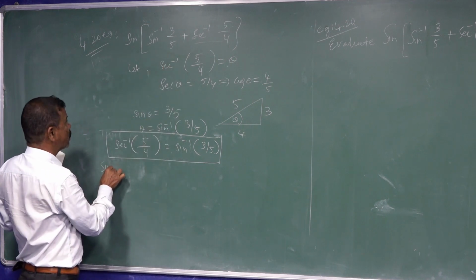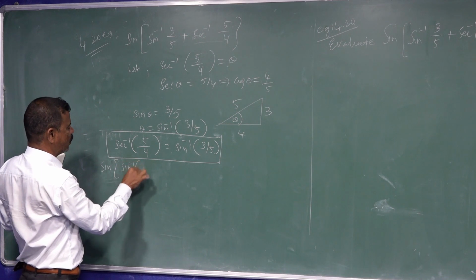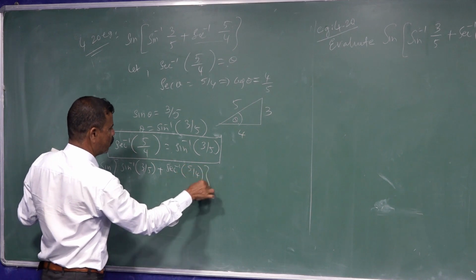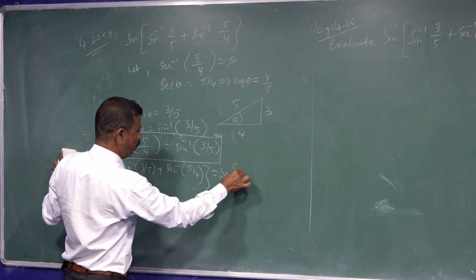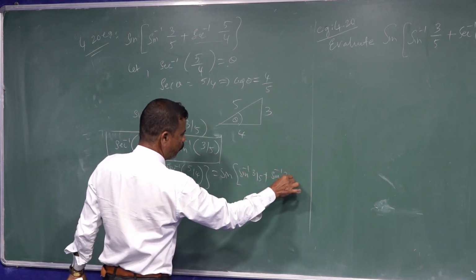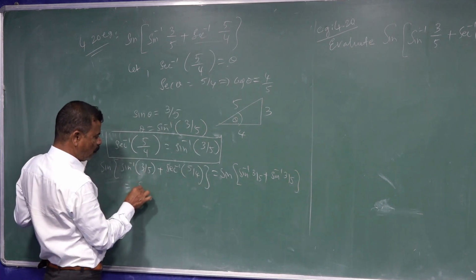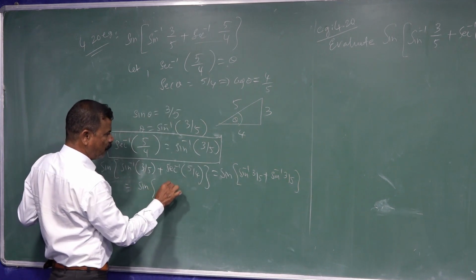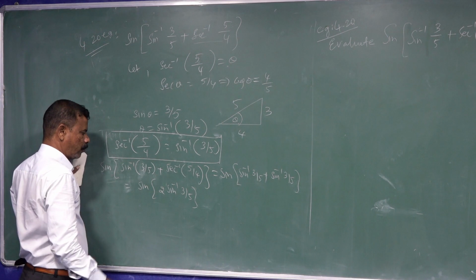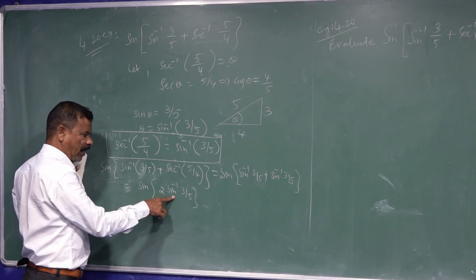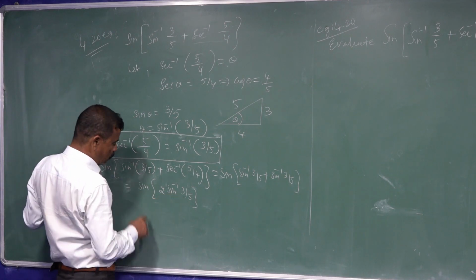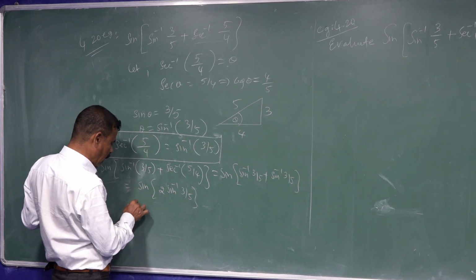So the given problem, sin of (sin inverse 3 by 5 plus sec inverse of 5 by 4) is equal to sin of (sin inverse 3 by 5 plus sin inverse 3 by 5). So it is equal to sin of 2 sin inverse 3 by 5. Here, sin of 2 sin inverse 3 by 5 is converted to another value again, like sin 2 theta.